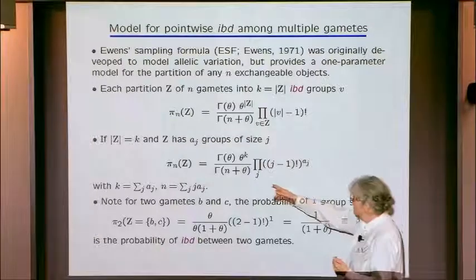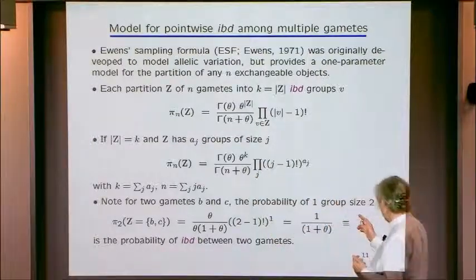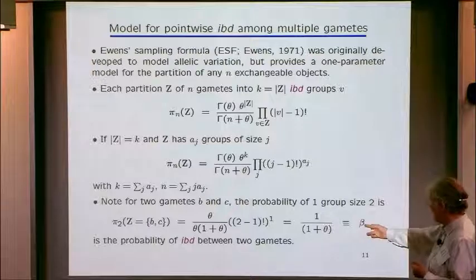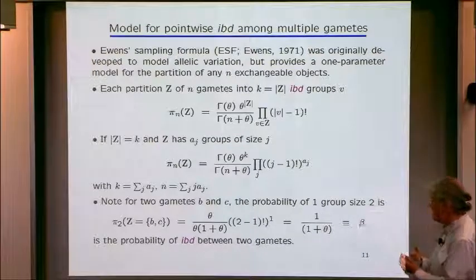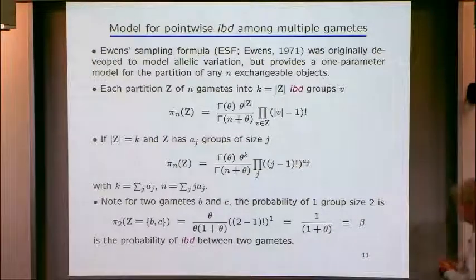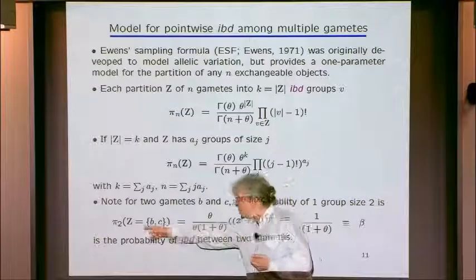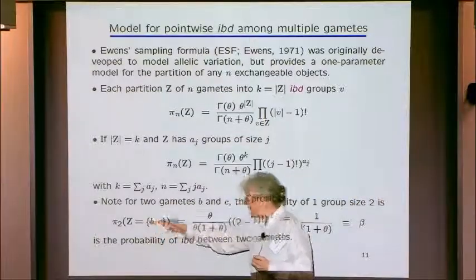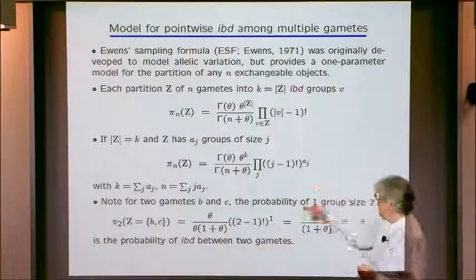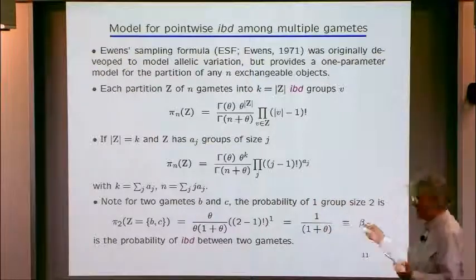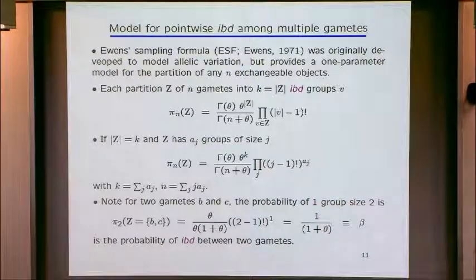Here's this in terms of genetic variation theta. I want something in terms of this pairwise probability of IBD beta, but it's very easy to translate from one to the other because if I simply plug into the formula for two gametes, the probability that they are in the same partition just turns out to be 1 over 1 plus theta, and that's my beta. So I can go from one to the other with no problem.